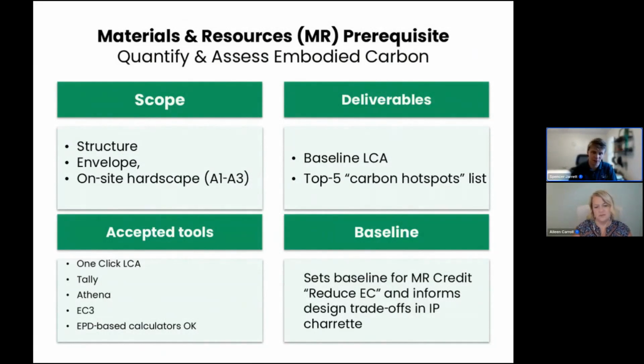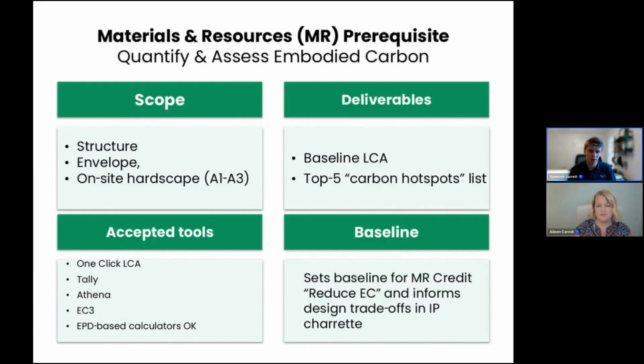And in terms of the tools that are out there to go after this prerequisite and the other credits, One-Click LCA is an accepted software tool to do this. So in One-Click LCA, you can do the entire building LCA, or you can document the EPDs that you're using, since we have all of the EPDs that are out there. And then at the end, for the comparative baseline, to show how you've reduced that embodied carbon impact by 20% or more, you can do that in One-Click LCA as well.